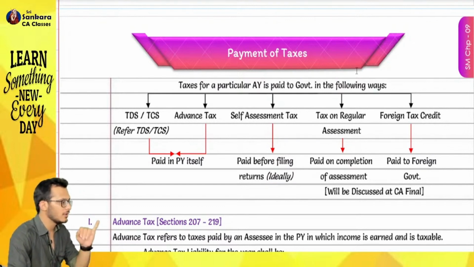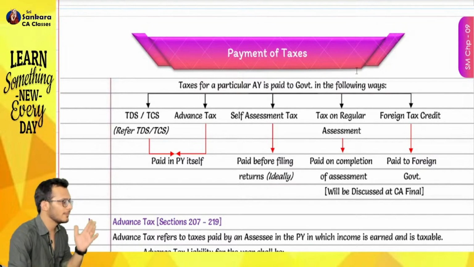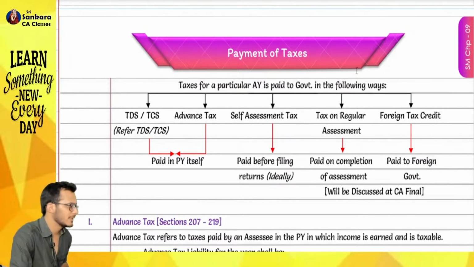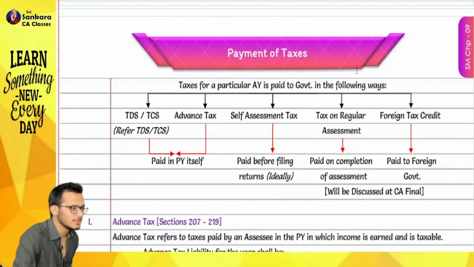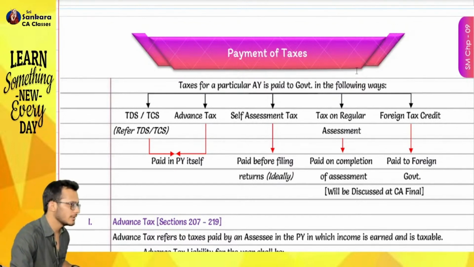In Inter, we have something called TDS, advance tax, and self-assessment tax. TDS is in the next chapter, so we are going to discuss two things: advance tax and self-assessment tax. Clear? Starting from the chapter on advance tax, the provisions say you are going to pay it during the previous year.